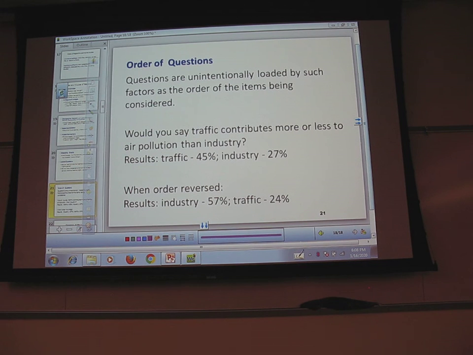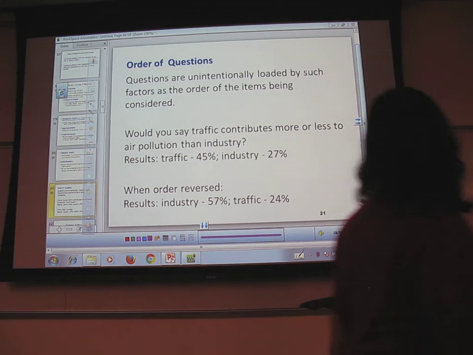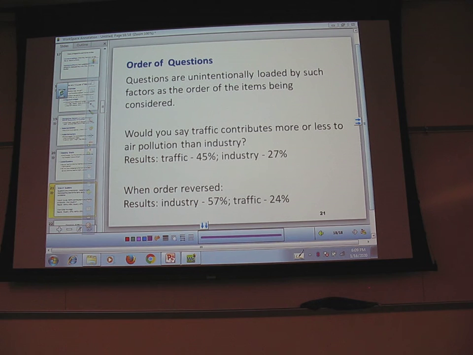Questions are unintentionally loaded by such factors as the order of the items being considered. Would you say traffic contributes more or less to air pollution than industry? Perfect, thank you. So when they asked that, 45% said traffic, 27% said industry. When they flip those two words, would you say that industry contributes more or less to air pollution than traffic? They got almost the exact opposite kind of results, just by which one was listed first and last.